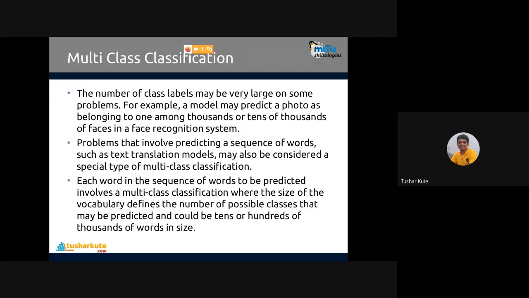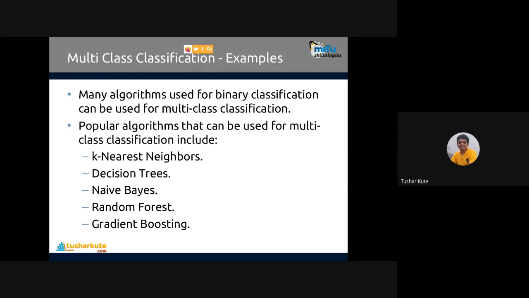Okay, so the number of class labels may be very large on some problems. For example, the model may predict a photo as belonging to thousands or tens of thousands of faces, or prediction of words, OCR, which I talked about. So this is how multiple outputs are there. Out of them, the most suitable predicted output is calculated and used here.